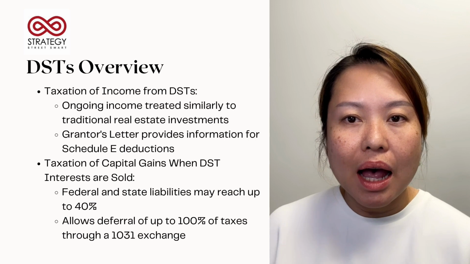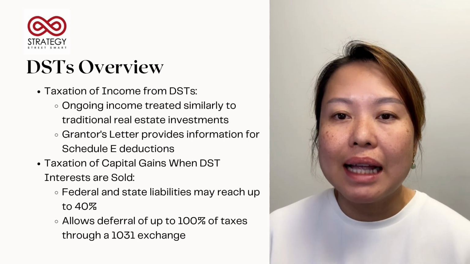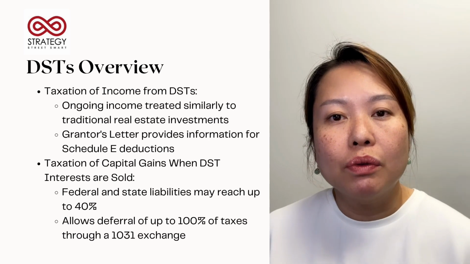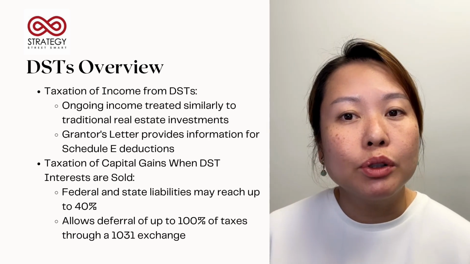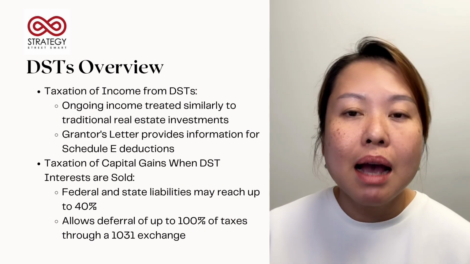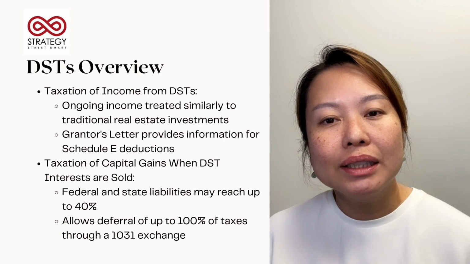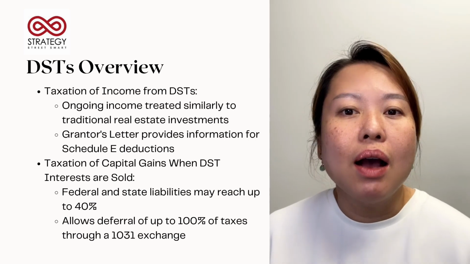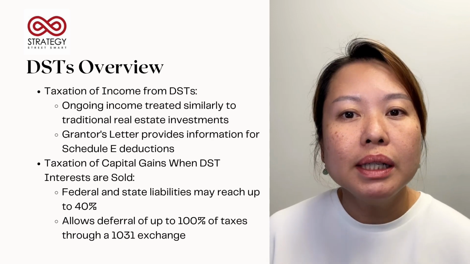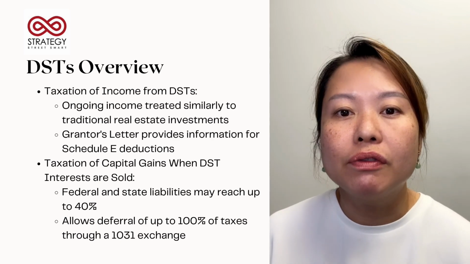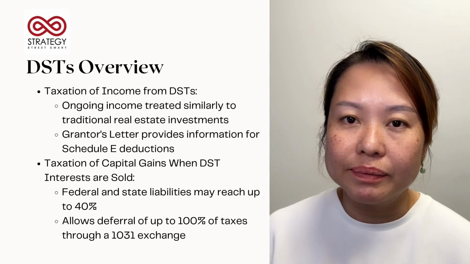Taxation of capital gains when DST interests are sold. Upon the sale of DST interests, investors might face a combined federal and state liability of up to 40%. However, investors have the option to defer up to 100% of their tax by completing another 1031 exchange. In contrast to the sale of a REIT interest, where capital gains tax reduces reinvestment funds, proceeds from the sale of a DST interest can be fully reinvested in like-kind property via a 1031 exchange.